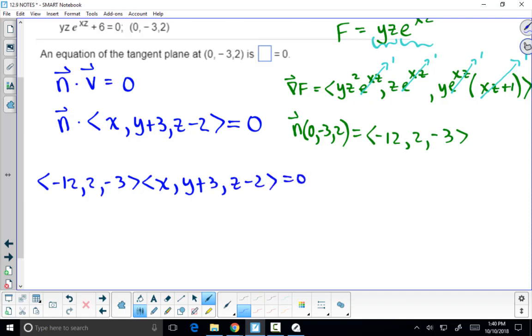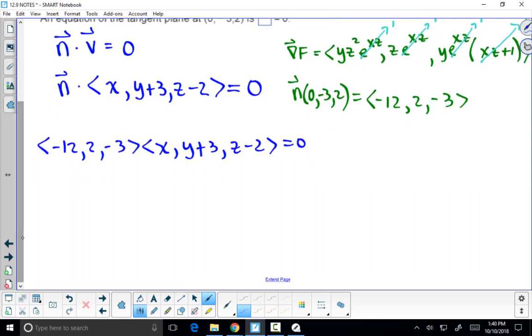Now we're back to algebra. Maybe I shouldn't say we're golden. Yeah, because that's the hard part. -12x, and then plus 2y plus 6 minus 3z plus 6 equals 0. So I'm going to convert that coefficient. When we write our planes, we like to have the front coefficient being positive. That way we all come up with the same equation.